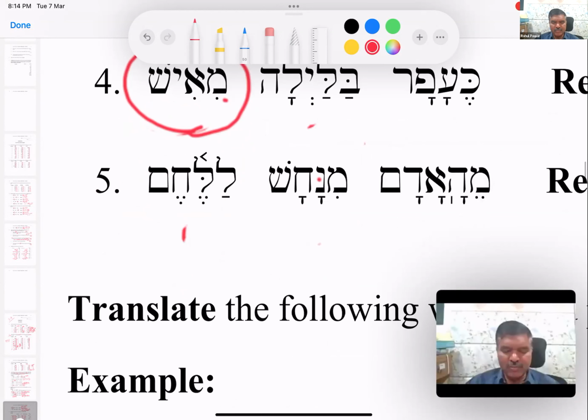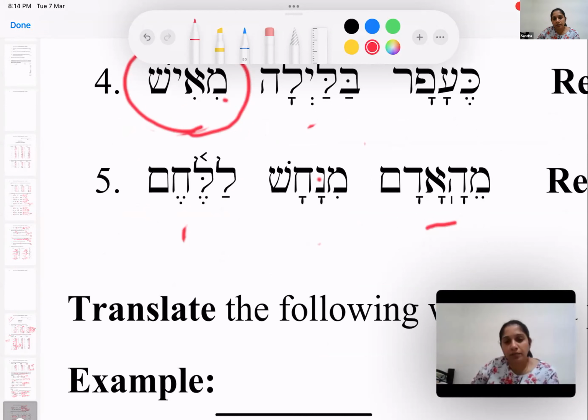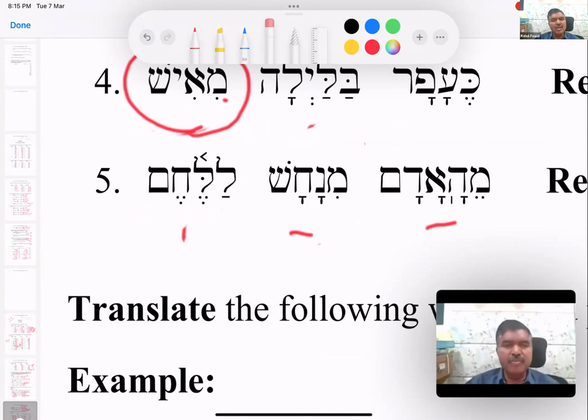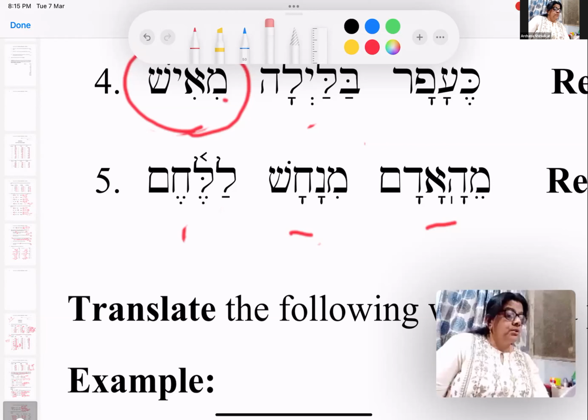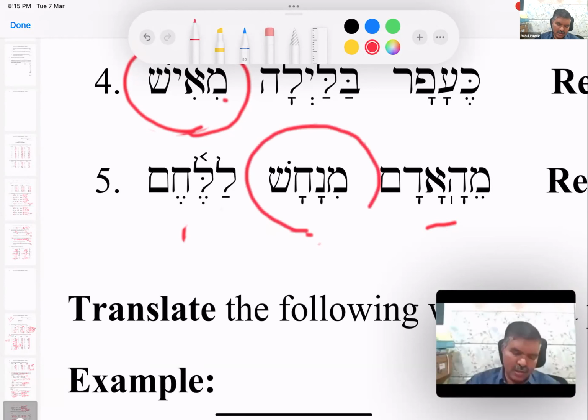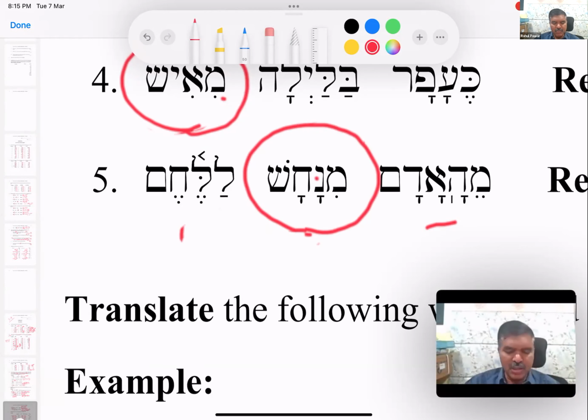Okay, and this last one. Mehadam. Minakash. Lalekhem. So which one is wrong over here? Minakash. Yes, because noon doesn't have a doubling dagesh. Before a non-guttural, noon is assimilated by means of a doubling dagesh in the first letter of the word. So here it should be a doubling dagesh: min nakash.